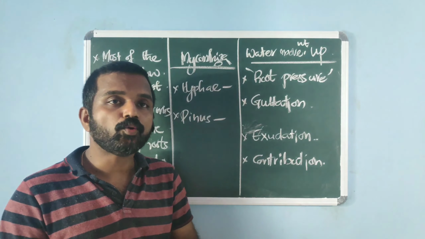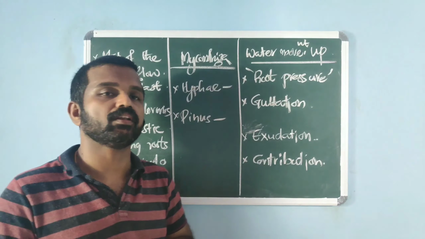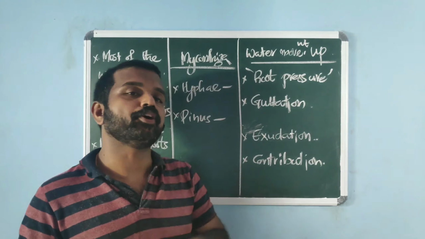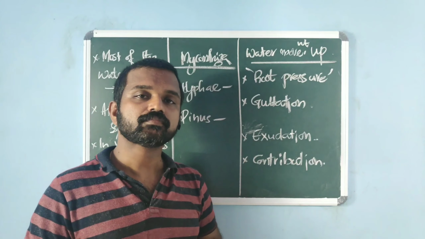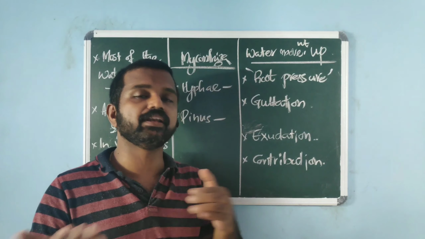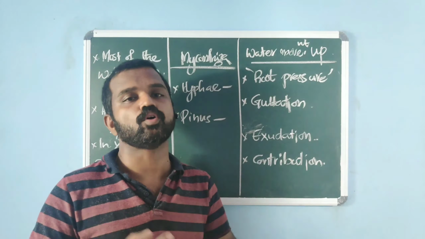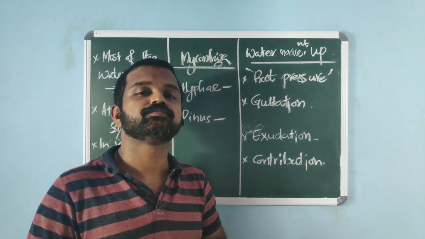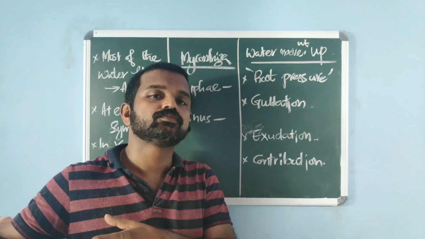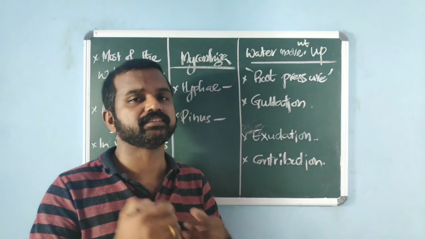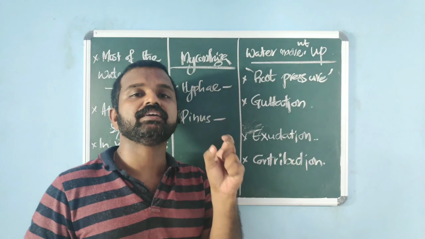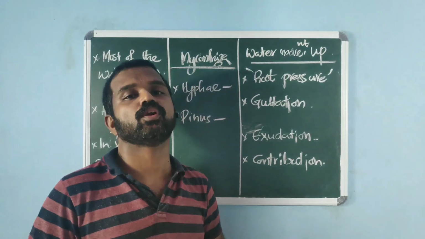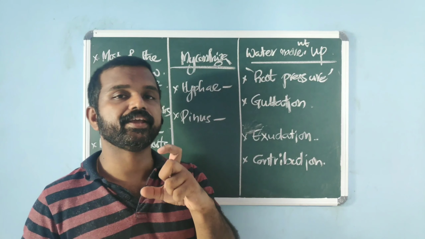The next point is about upward conduction of water and minerals, that is, water movement up. Under this title, the first point is root pressure. As various mineral ions are actively absorbed into the root, that means the vascular tissues, water follows by passive means, that is diffusion. Then pressure develops in the root. This positive pressure is known as root pressure.